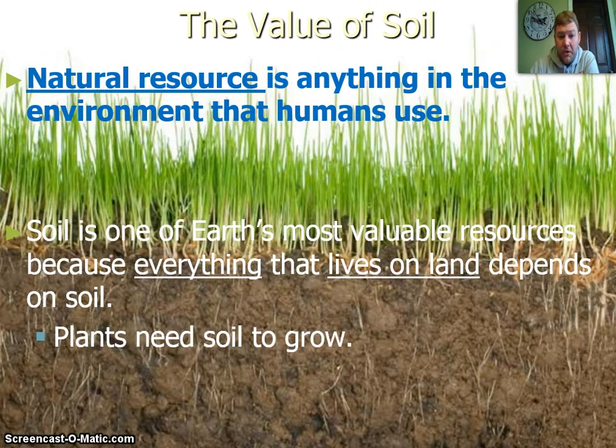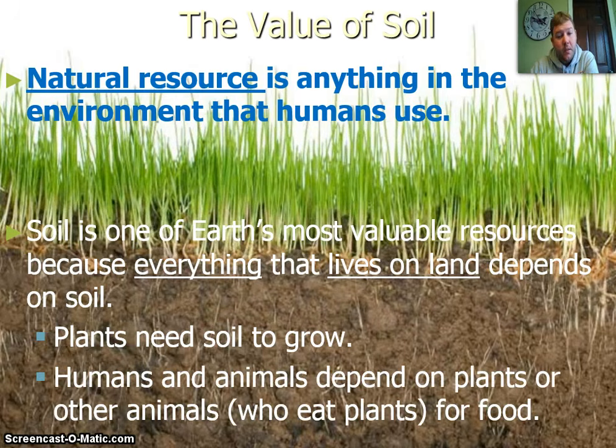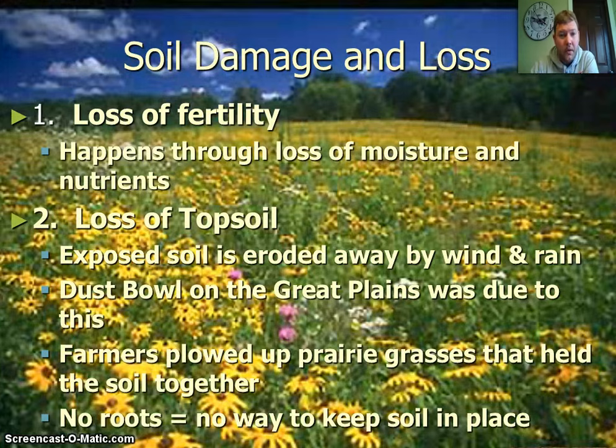Finally, plants need soil to grow, and humans and animals depend on the plants or the other animals who eat the plants for the food. So everything's connected together. Soil's extremely important to us. Now, soil can be damaged and we can actually lose soil.